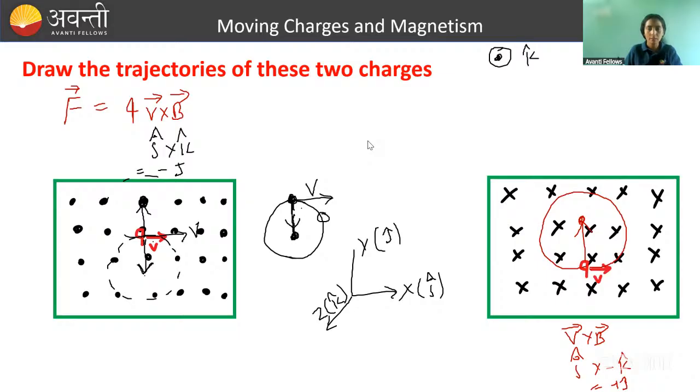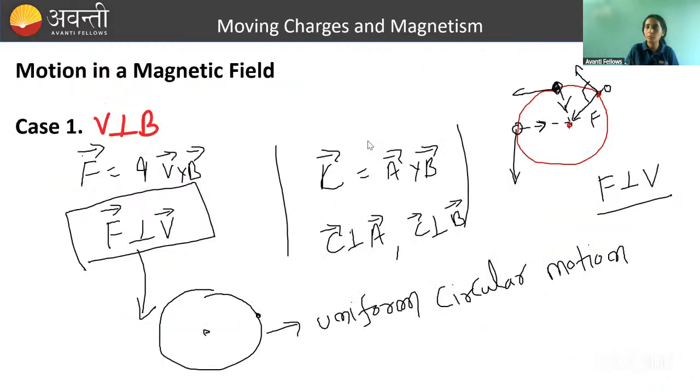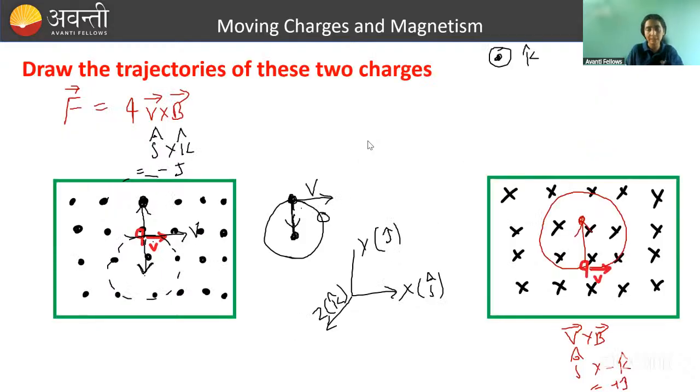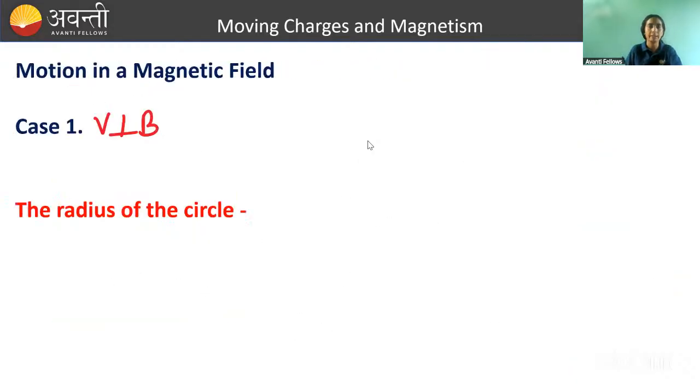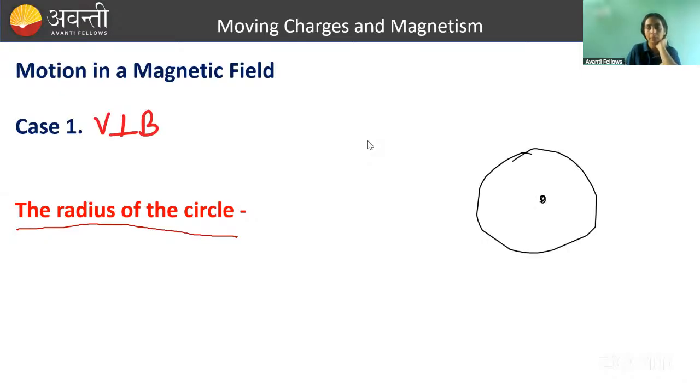ठीक है? चलो. Yes, Kiran. It will look like this. So now you know how to draw. Now you know what will be the trajectory, circular. Now you know how to locate the center of that circle. Okay, fine. Now let's calculate the radius of the circle. So अब तो calculation है सारा का सारा. अगर तुम्हें इतना आ गया है तो तुम सब कुछ आ गया तुम्हें. ठीक है? So इसका radius निकालो.